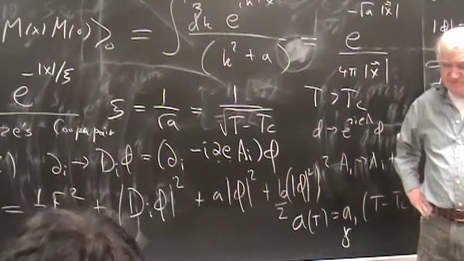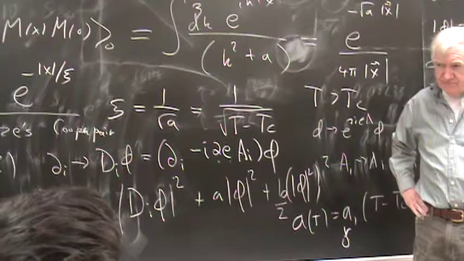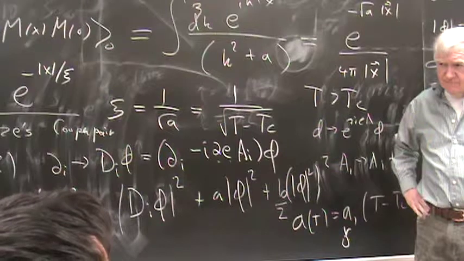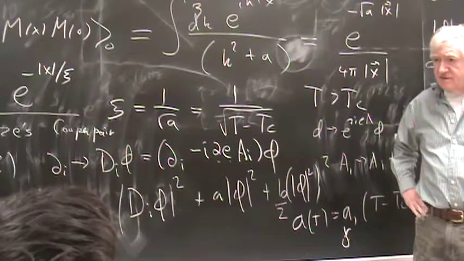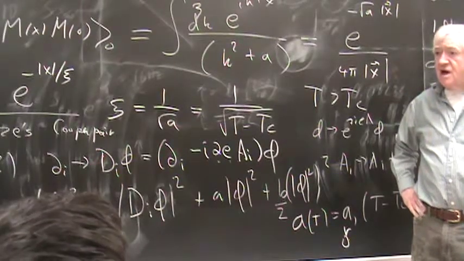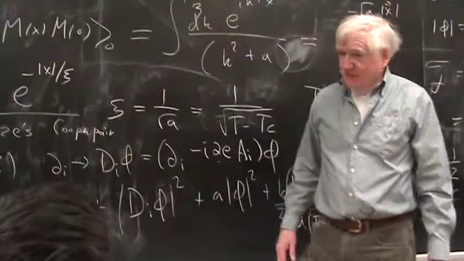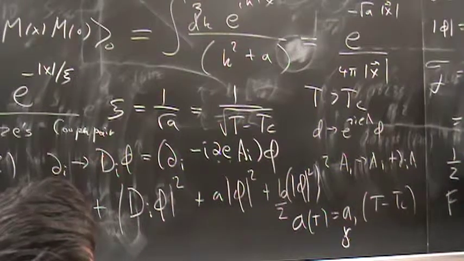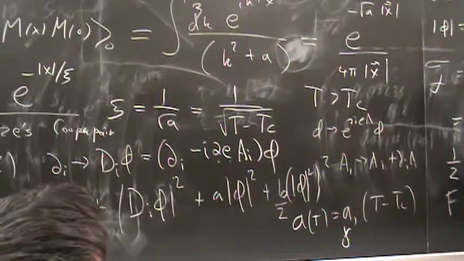And so the fact that the photon is massive in the superconducting phase tells us that the Cooper pairs can't radiate photons. Yeah, I guess you're right. That's a good observation. It keeps them circulating. That is brilliant. Well, thank you. It didn't occur to me, but you're right. That's a very good point. I'll add it to my notes.